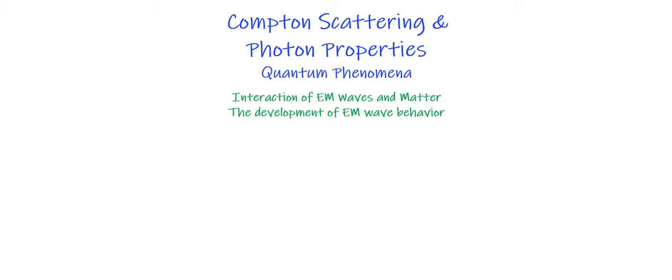So what we're looking at here is really just the interaction between electromagnetic waves, also called light, and matter. And this is the development of an understanding of electromagnetic wave behavior. So when you get into the details and the weeds and you start to feel like you're getting lost, take a step back and just remember that the main goal here is we're trying to describe electromagnetic waves or light, and we're trying to show how those electromagnetic waves interact with matter. So that's the big picture.